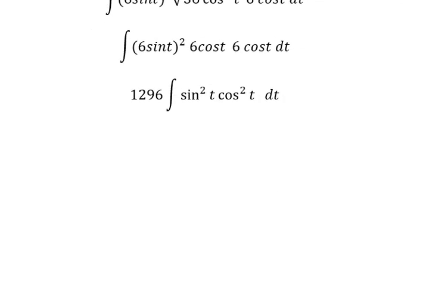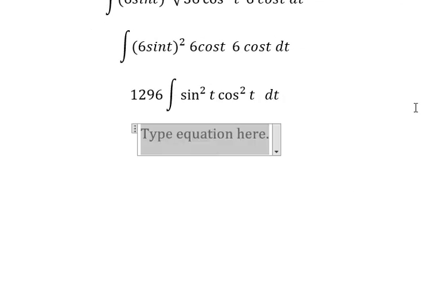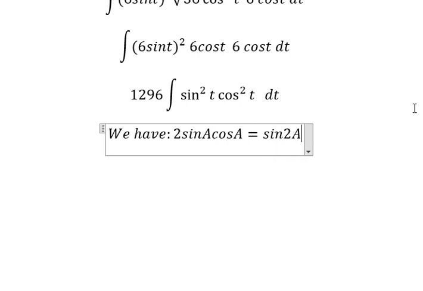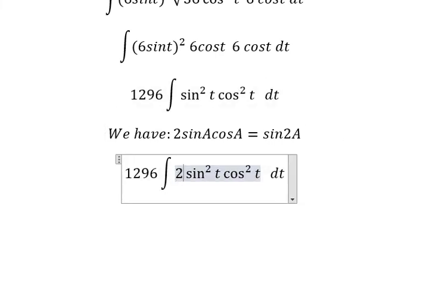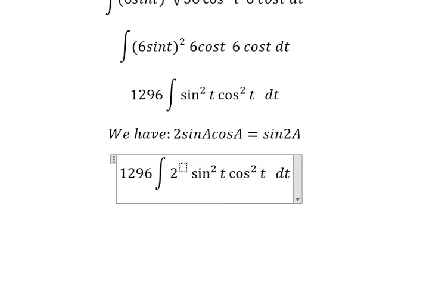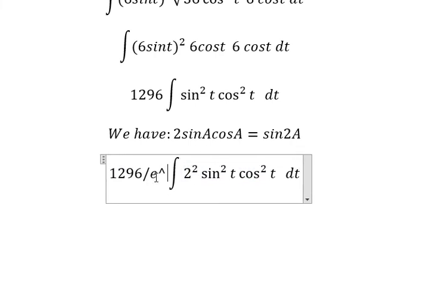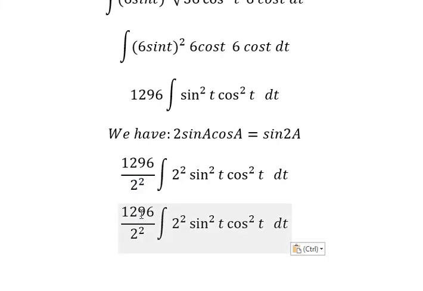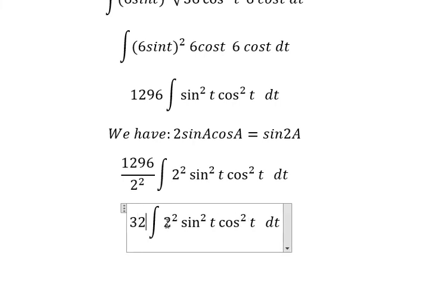Now, we have the formula in here. 2 sin A cosine A gives sin 2A. But this is to the power 2. So, in this situation, I need to have 2 to the power of 2. Later we need to divide by 2 to the power of 2. So this one we can simplify. And we get 324.